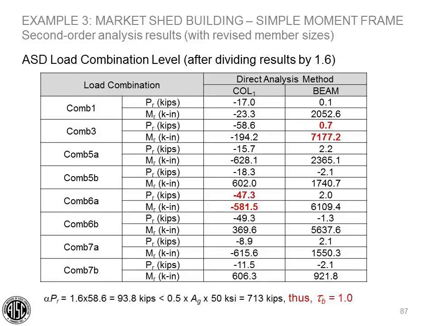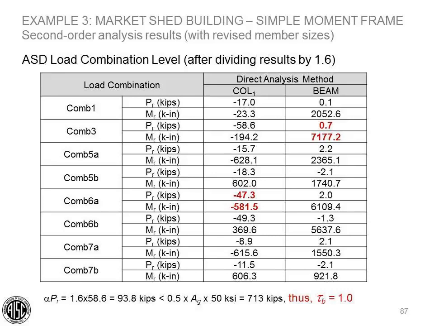After increasing member sizes, we reduce the stiffness properties to 0.8 EA and 0.8 EI and rerun the second order strength analysis. The results of the ASD load combinations are tabulated here after dividing the analysis results by 1.6. Remember that we multiplied all ASD loads by 1.6 to factor them up to the strength limit state, so we divide the analysis results by 1.6 in our ASD calcs.